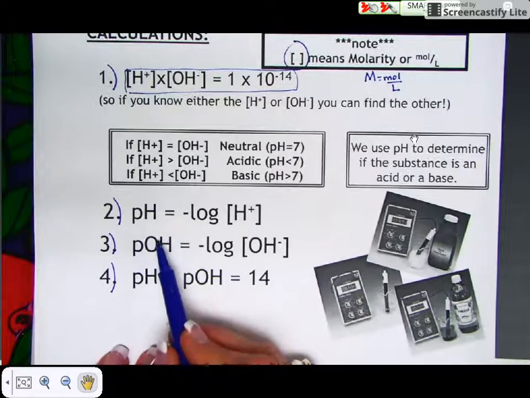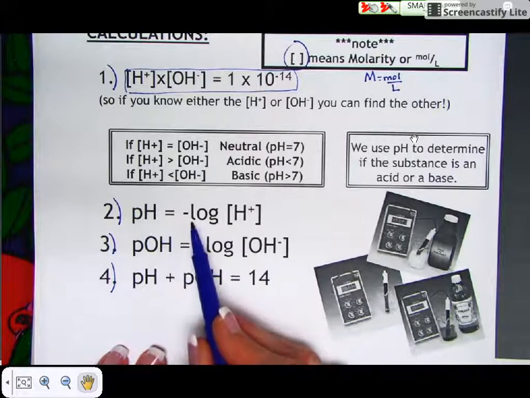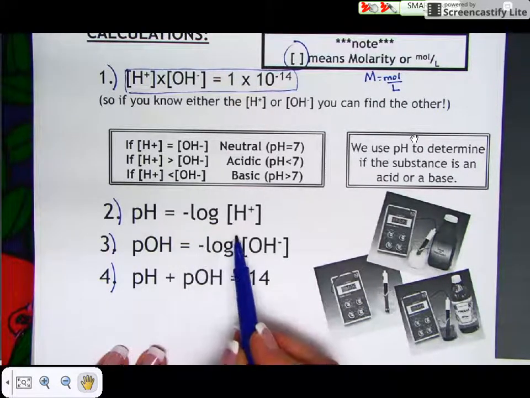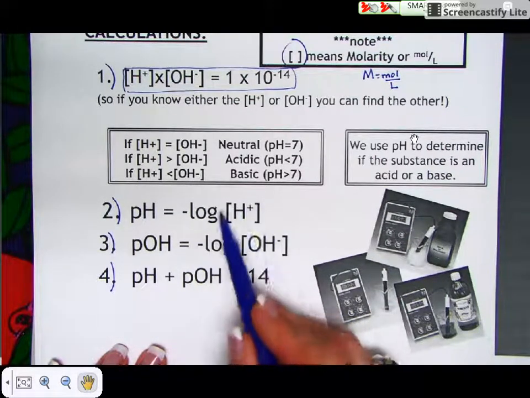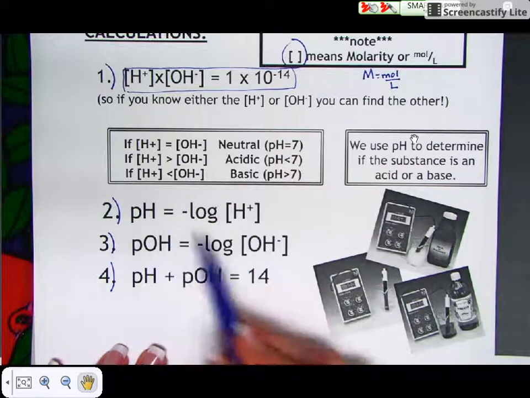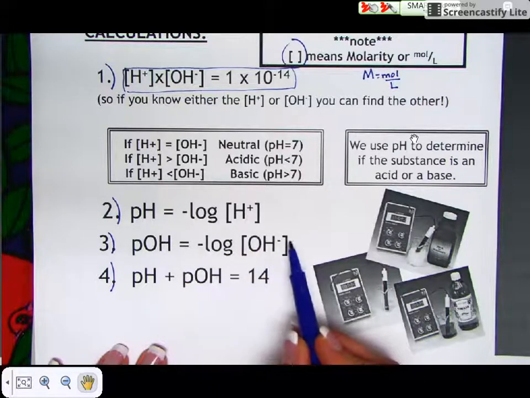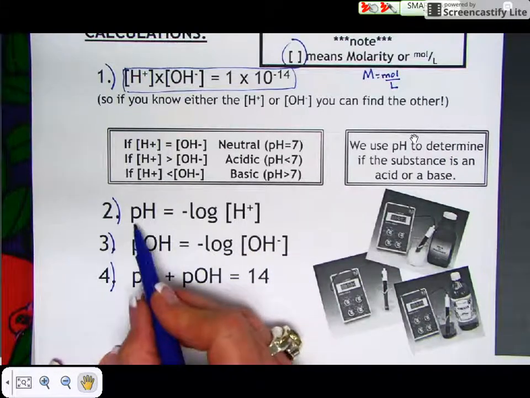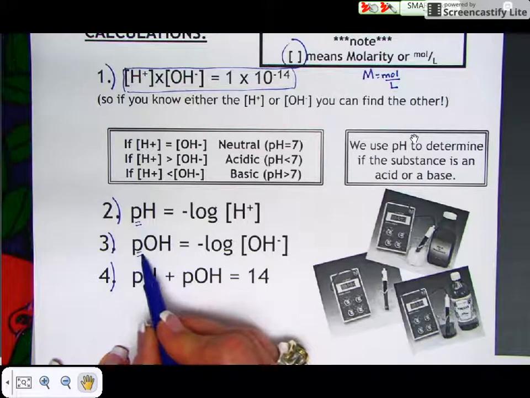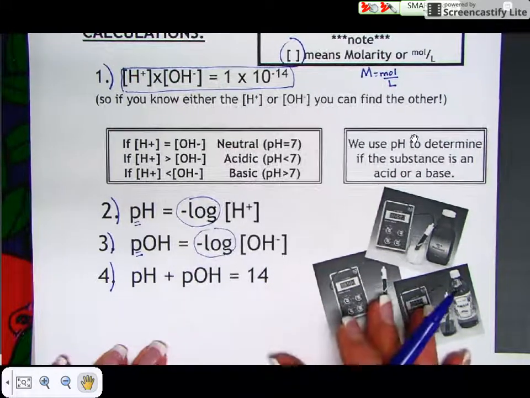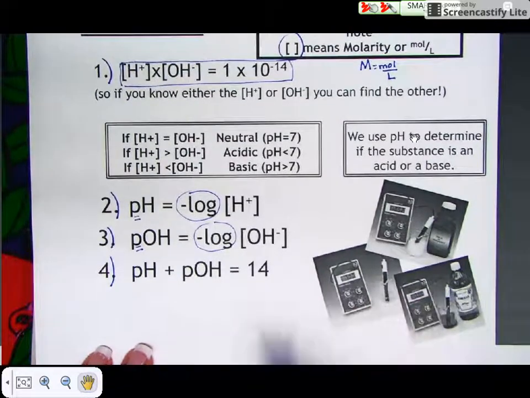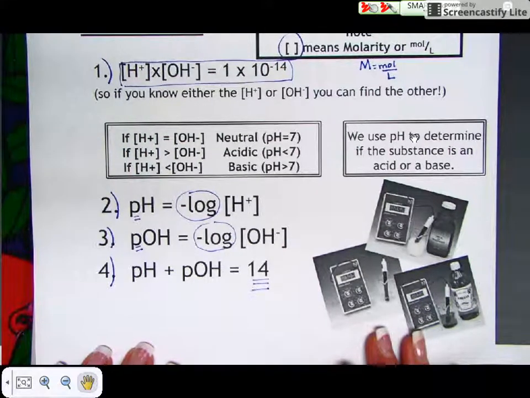Two other formulas: pH is equal to the negative log of H. pOH is equal to the negative log of OH. This is the concentration of the hydrogen ion, pH, and the concentration of the hydroxide ion here, pOH. Now this little p is a math function, and it literally means take the negative log. That's why you see negative log here. You're going to be using your log button on your calculator. Finally, pH plus pOH, when you add them together, always equals 14, which is the pH scale.